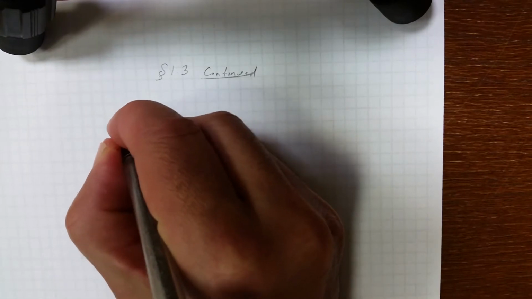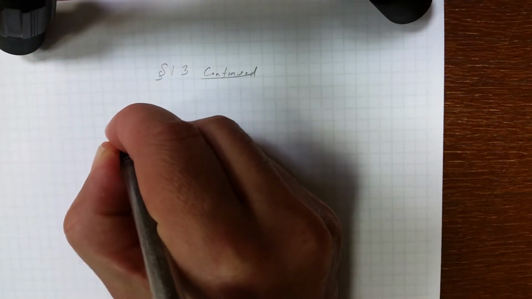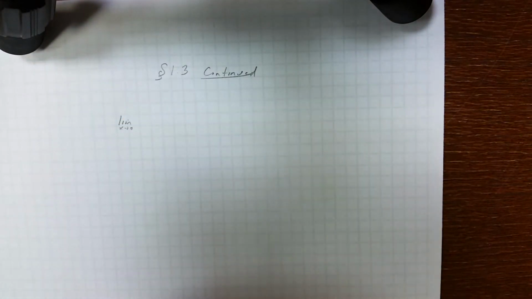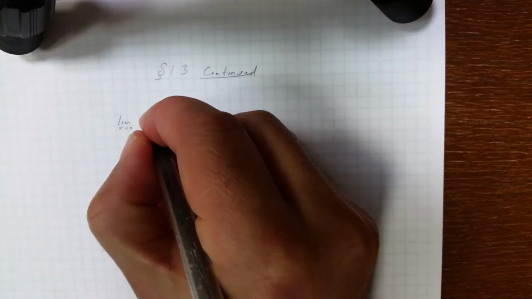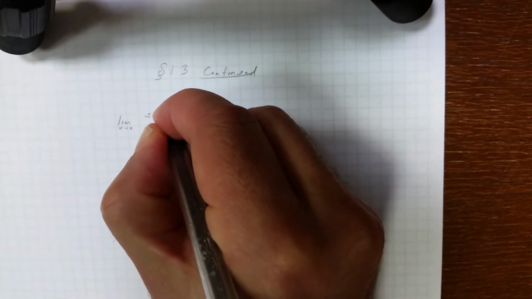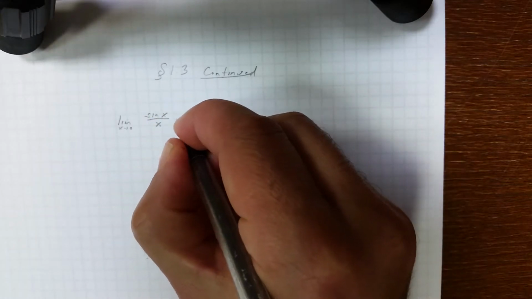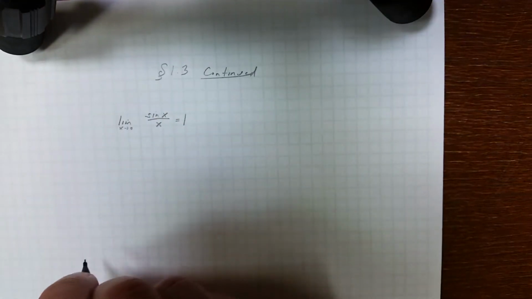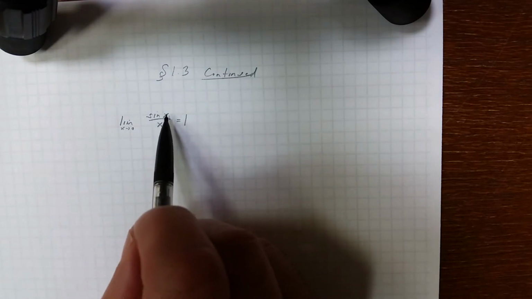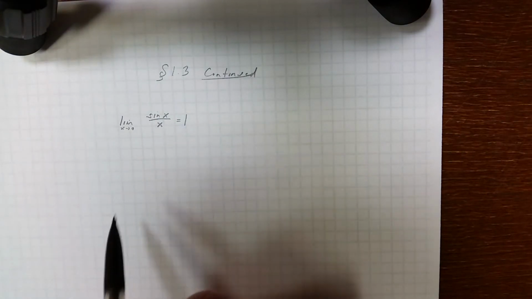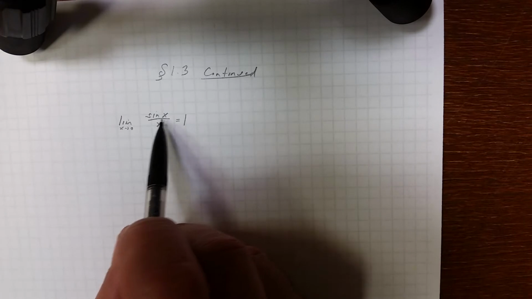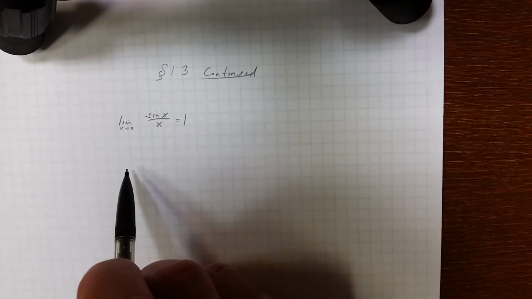The limit as x goes to 0 of sine x divided by x is equal to 1. Now, we can have anything upstairs and downstairs in this fraction as long as they're the same and as long as they're both going to 0.